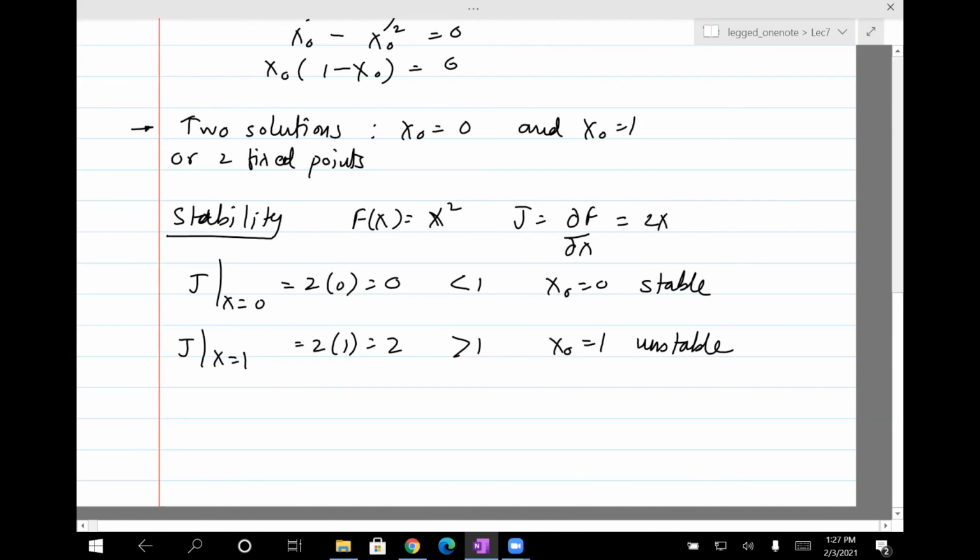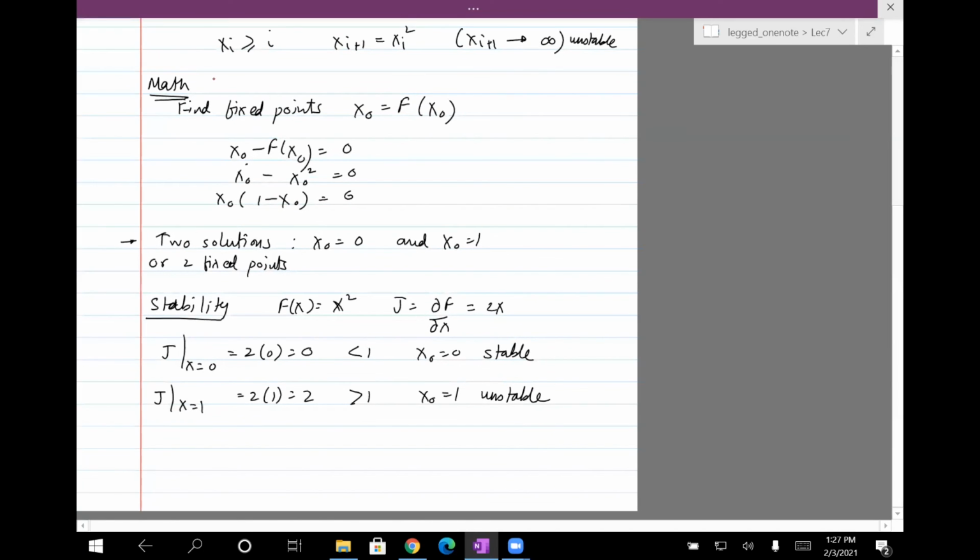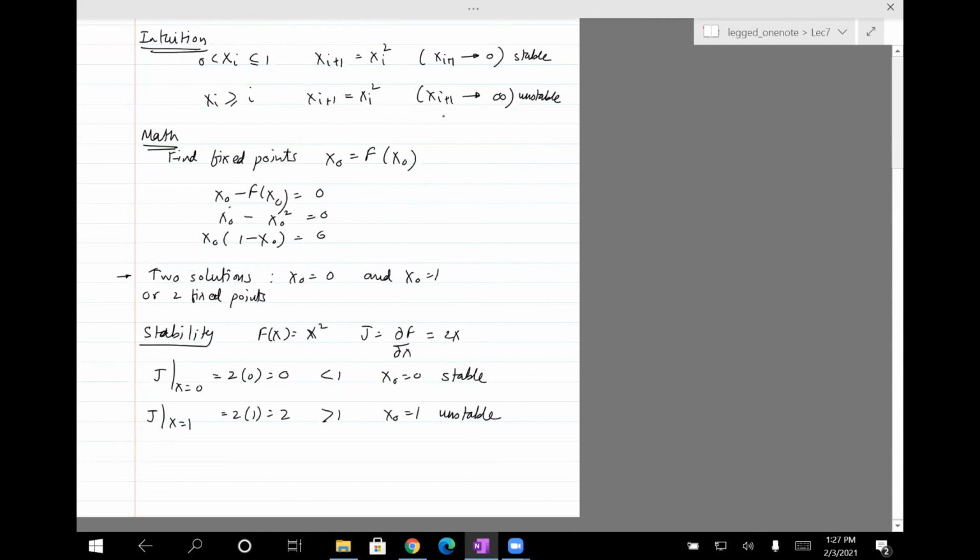Okay, so we got the same result using the math. This is the result we had, and this is the result we got using the math, the same thing. So this gives the intuition of using fixed points and using the Jacobian to do the calculation.